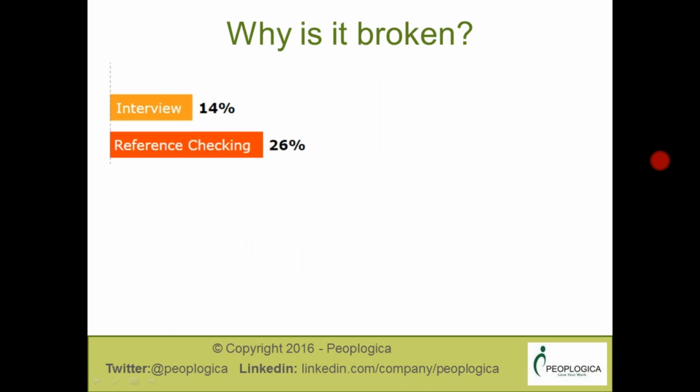But why is it broken? Well, the reality is, by using the traditional recruitment process of resume, interview, and reference checking, you get a cumulative relevant information about a person in a role of 26%. You only get 26% of the relevant information using the traditional recruitment process. Inherently, 74% of the time, you're not going to get it right.